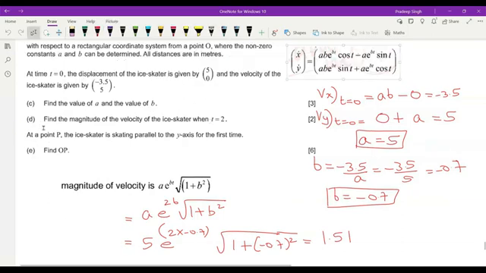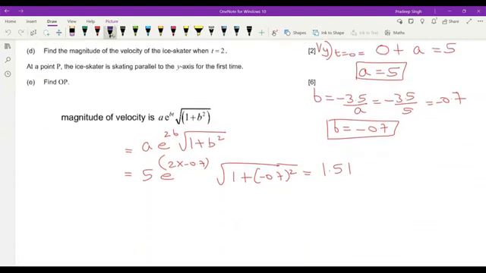Moving to part E, at a point P, the ice skater is skating parallel to the y-axis. We need to find the distance OP. So we will use the logic that whenever a line is parallel to the y-axis, its x component is always a constant. Let's repeat: whenever a line is parallel to the y-axis, the x components are always constant. Since the ice skater is moving parallel to the y-axis, the x component is constant.